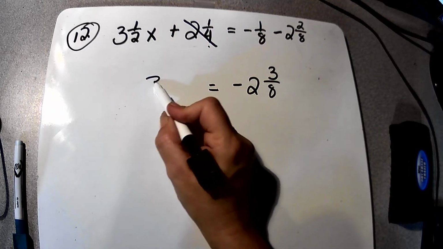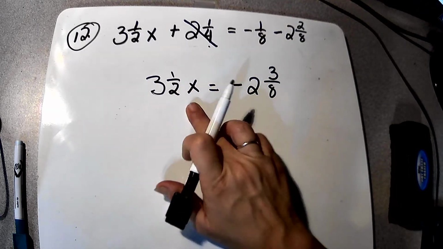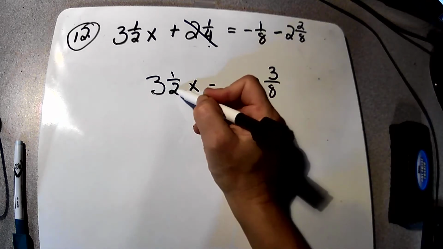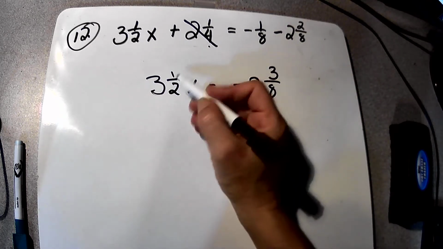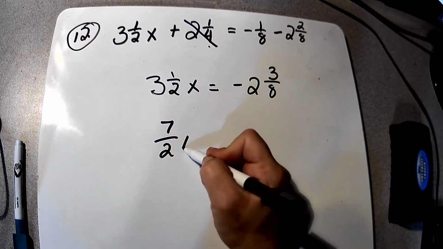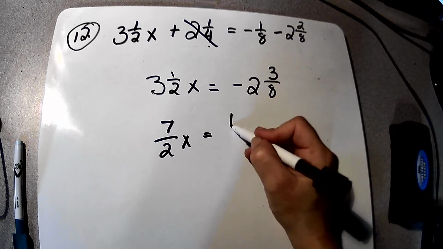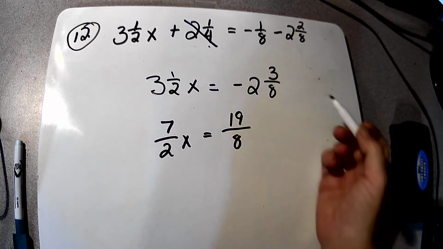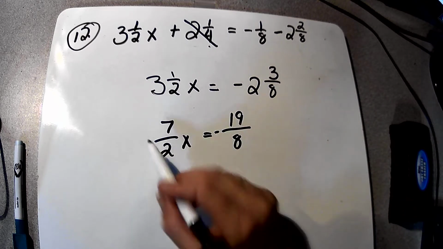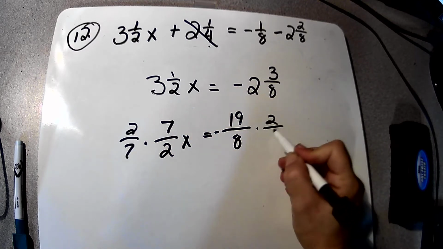And then on this side we have 3 1/2 x. Now, this means 3.5 times x, so we're going to have to do divided by x. And the way we do that with fractions is first we're going to turn this into an improper fraction. So 3 times 2 is 6, 7, so that will be 7 over 2x equals 2 times 8 is 16, 17, 18, 19 over 8, and that's negative. Now, to get rid of this, we flip and multiply. Times 2 over 7.